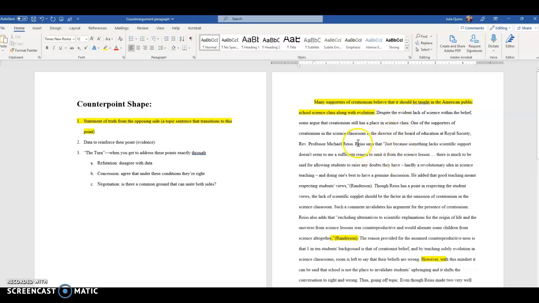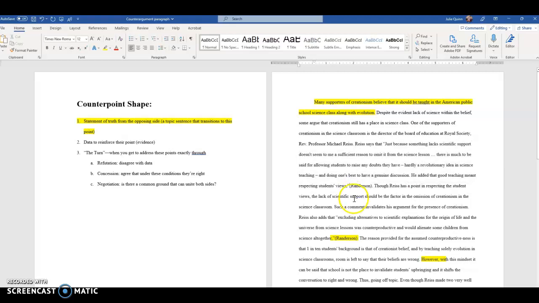So Rice says that. So we name the person in full, and then we shift to last name. Quote, just because something lacks scientific support doesn't seem to me a sufficient reason to omit it from science lesson. There's much to be said for allowing students to raise as many doubts they have. Hardly a revolutionary idea in science teaching, and doing one's best to have a genuine discussion. He added that good teaching meant respecting students' views.